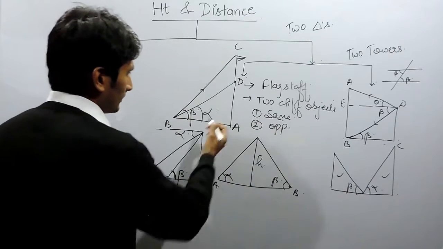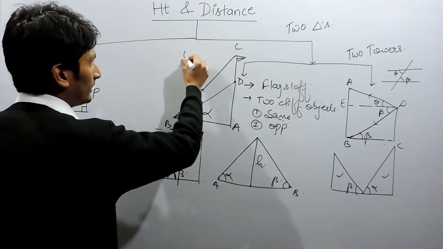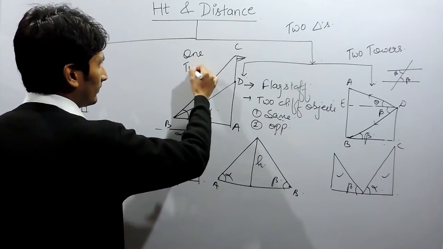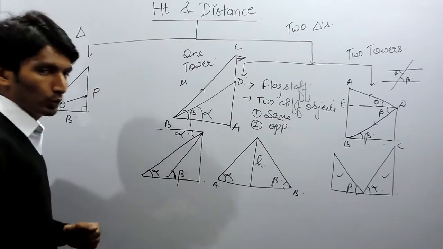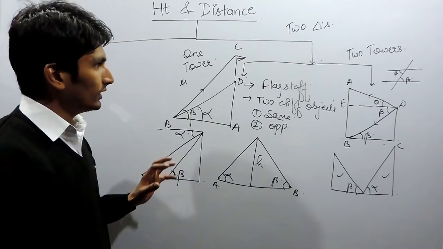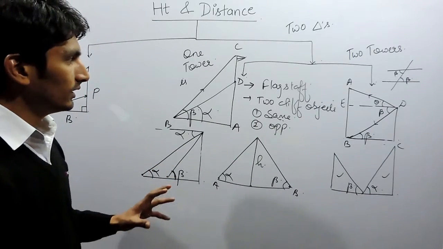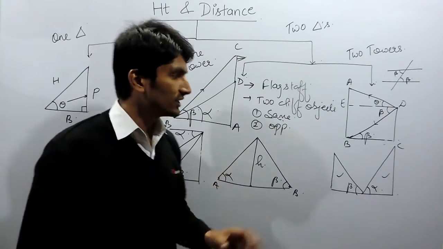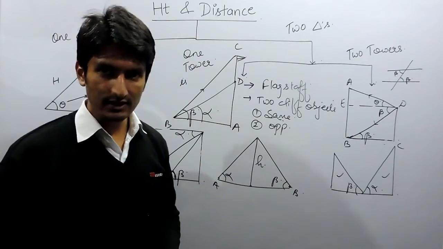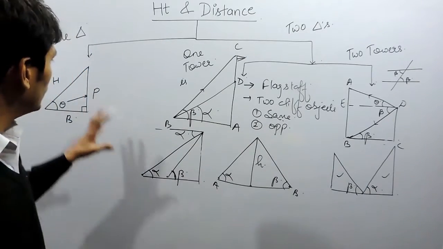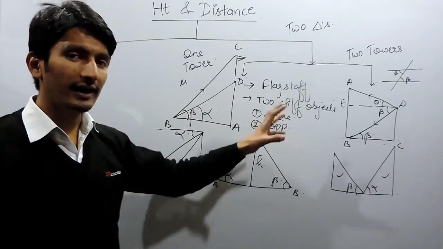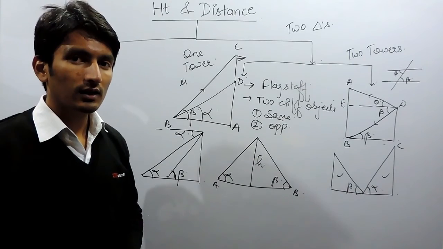And here these are two triangles when only one tower is given to you. So these are the possible conditions for height and distance, and in the next videos we are going to solve these questions one by one. Thank you.